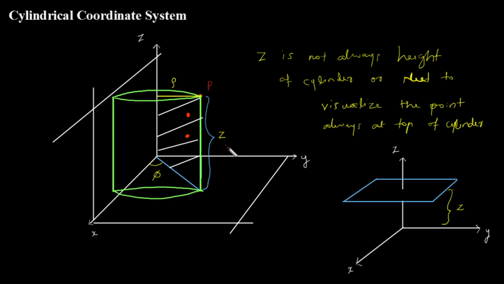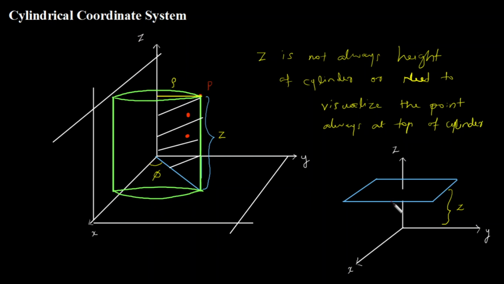So instead of treating z as height of the cylinder, which in case you will find in most of the textbooks or in reference books, it is better practice to consider Z as the distance from xy plane to a constant Z plane. So, my point P will always lie on this constant Z plane. That is the idea.